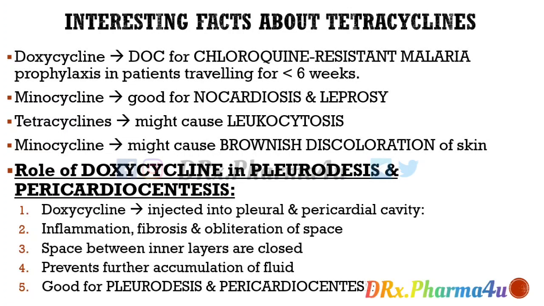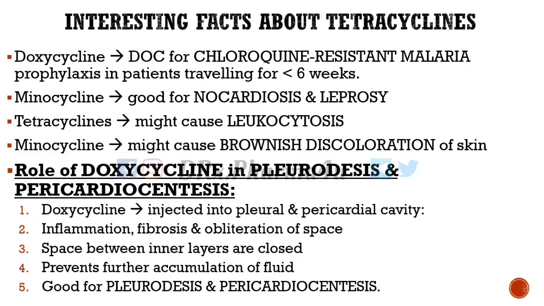Now, this is actually a special condition. The role of doxycycline in pleurodesis and pericardiocentesis. If doxycycline is injected into the pleural or pericardial cavity, it causes inflammation in that area. Due to the inflammation, the space between the inner layers will be closed. So if the space is closed, then fluid cannot enter that particular area.